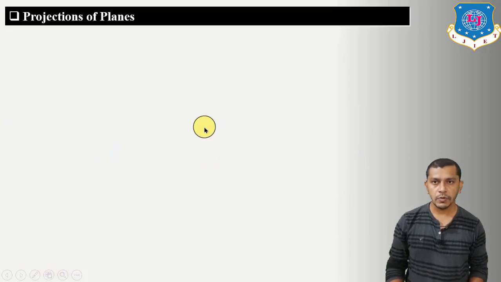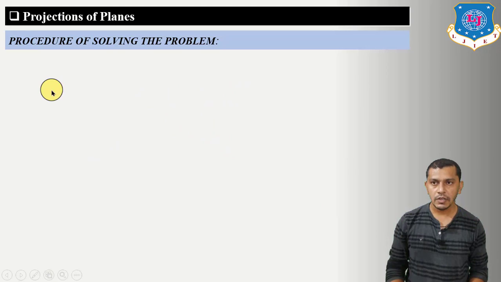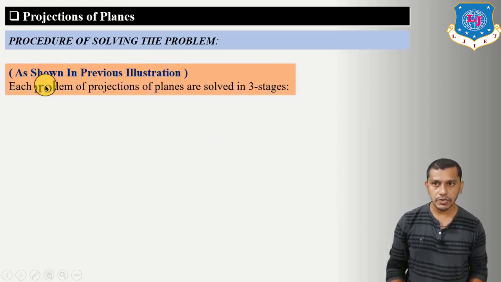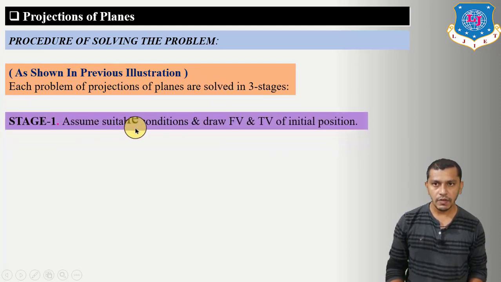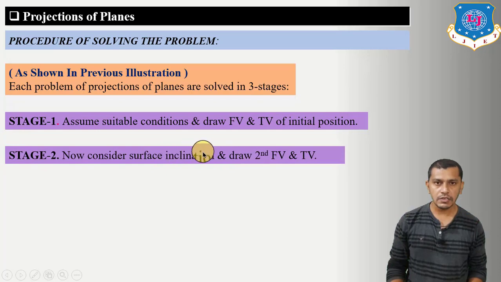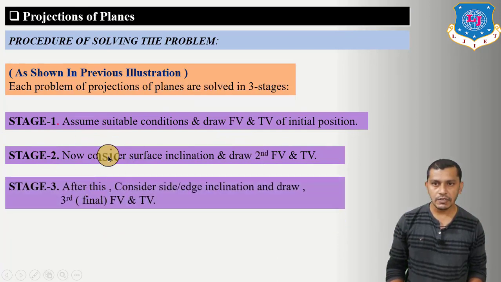Now let us discuss the procedure to solve the problems on projections of planes. As shown in the previous illustration, each problem on projections of planes is solved in three stages. In the first stage, we have to assume a suitable condition and draw the front view and top view in the initial stage. Then in the second stage, we have to consider the surface inclination of the plane, and then draw the front view and top view in the second stage. And in the third stage, after inclining the surface to the given reference plane, we have to consider the side edge inclination and draw the top view and front view in the third stage.